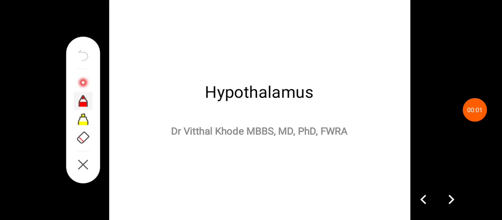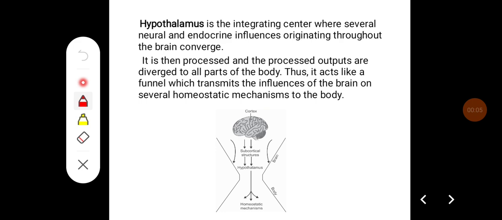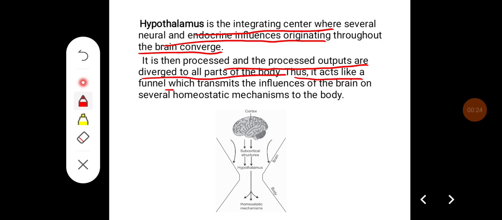Hello everyone. In this class, we'll learn about the hypothalamus. The hypothalamus is the integrating center where several neural and endocrine influences originating throughout the brain converge, and it is then processed, and the processed outputs are diverged to all the parts of the body. Thus, it acts like a funnel which transmits influences of the brain on the several homeostatic mechanisms of the body.